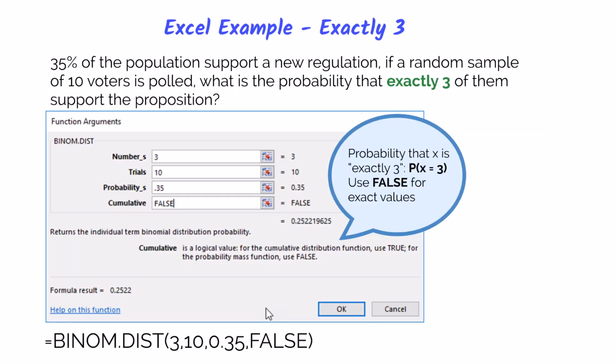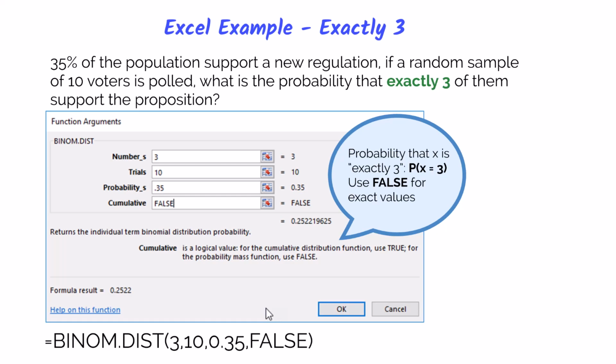So over the next 3 slides, we're going to walk through the binomial dist function arguments or the inputs for the same voter example. This slide is the exactly 3 scenario we have already calculated, but we're going to use this as a way of validating the calculation we did earlier. So we want to know the probability that X is exactly 3 or P of X equals 3. Since we want to know the exact probability when X equals 3, we will use false for the cumulative argument.